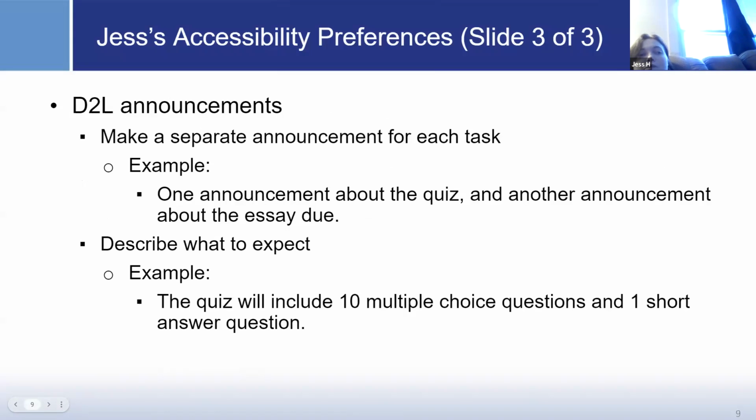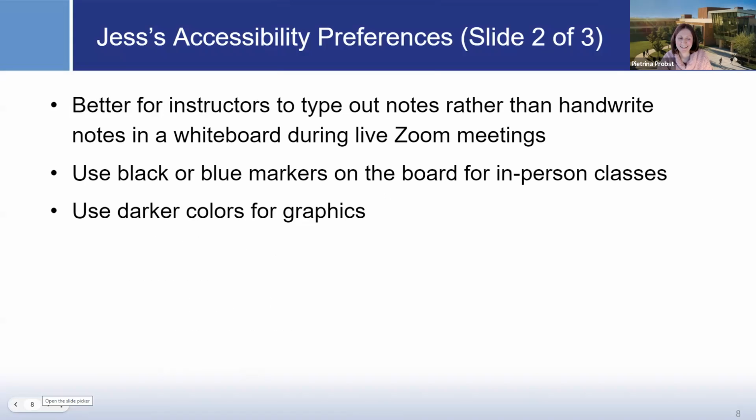And do you want me to mention the graphics or should we talk about that later? Oh, sure, you can mention the graphics. So for different graphs for tests and quizzes, use darker colors and not brighter colors like a bright red or bright yellow. It's just hard to see the numbers.